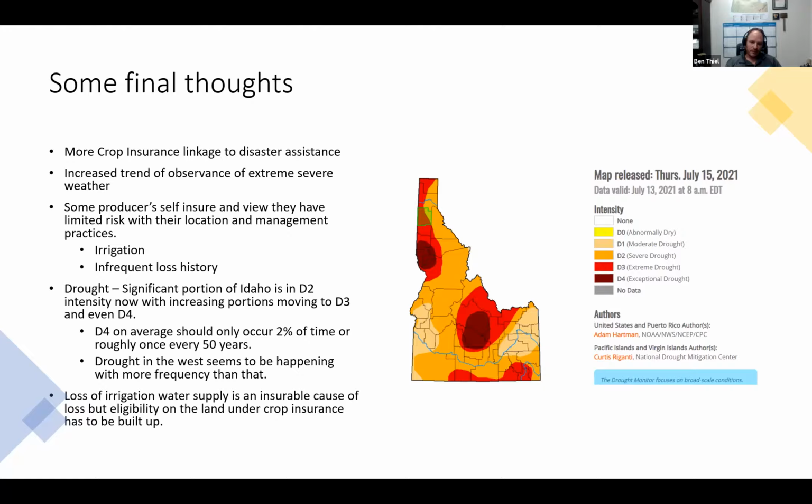Loss of irrigation water supply is an insurable cause of loss, but eligibility in the landowner crop insurance has to be built up. There are some new things that crop insurance has done that make it a little more challenging for somebody to just immediately jump into crop insurance and get covered for loss of irrigation water supply, but that would be a lengthy conversation.